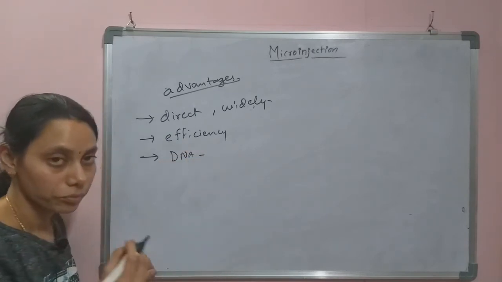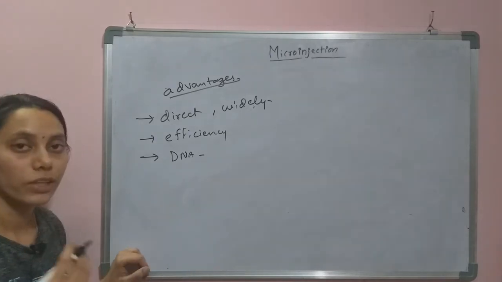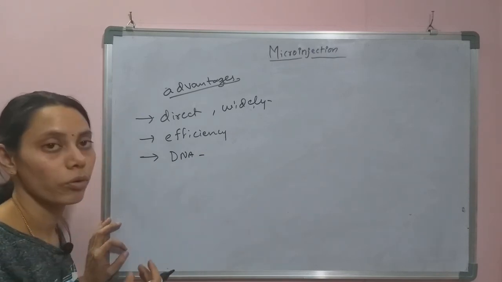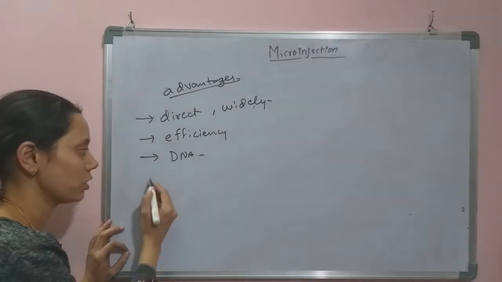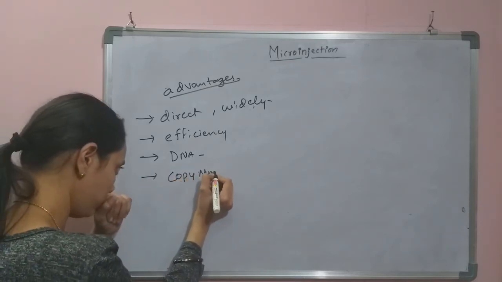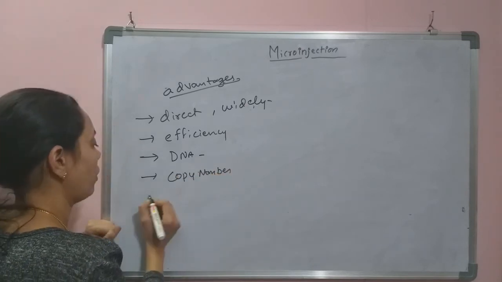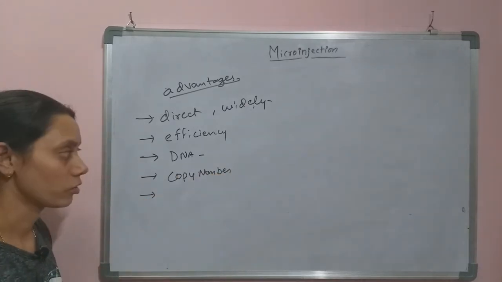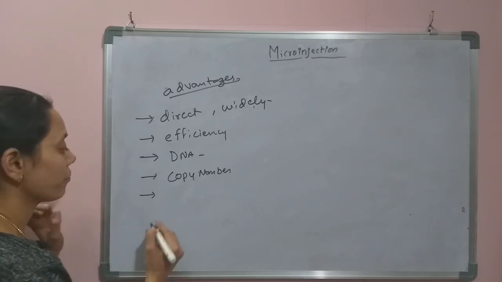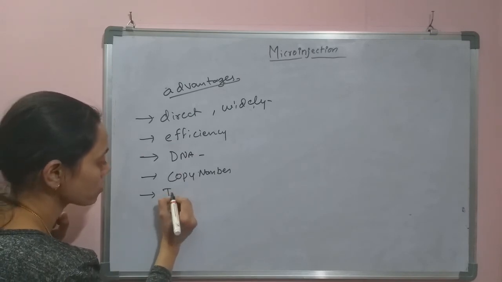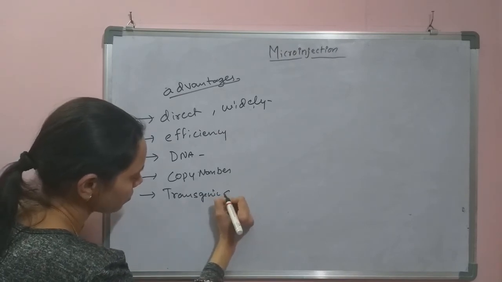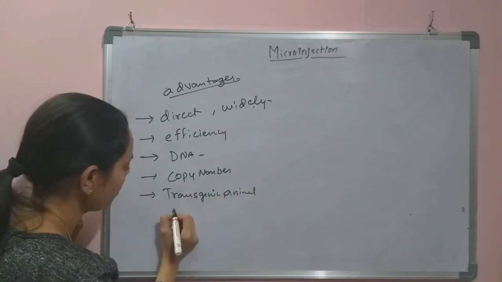We can say precisely the content of the DNA that is going to be transformed. In small picoliters we can introduce DNA, so that we might be very sure about the amount of DNA that is going to be introduced, and the copy number: how many copies of the DNA we are going to introduce and in what dilution. Followed by, it is very much useful to produce transgenic animals and plants.